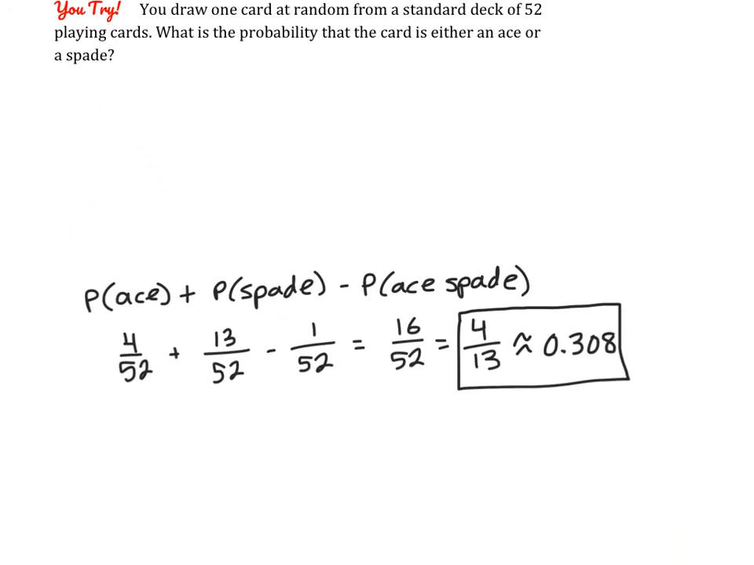Okay, so here once again there is some overlap in the probability. The probability of finding an ace plus the probability of a spade, and there is one overlap, the ace of spades, so you have to subtract that out. So you should get either 4 over 13 or approximately 0.308. Either way is fine.